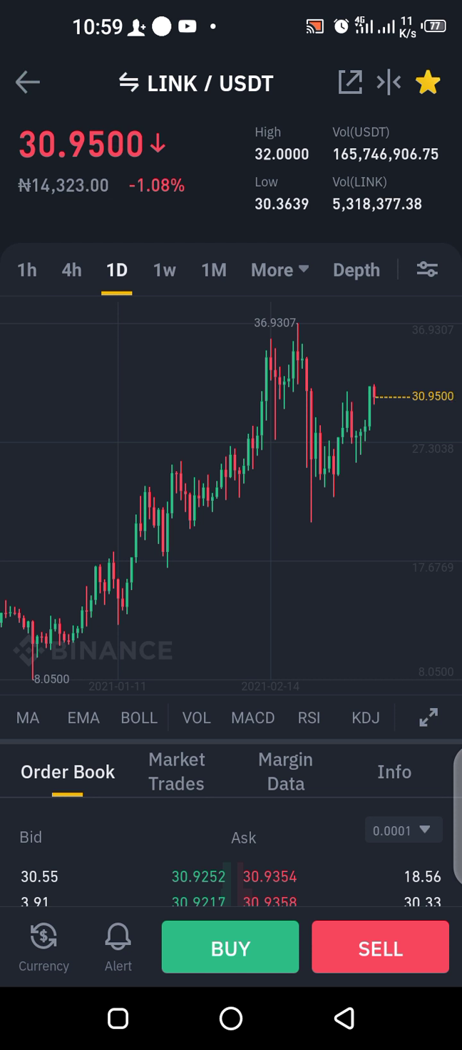Now guys, you now know how to use resistance and support levels. Again, I said when smart money traders want to enter the market, they target the demand zone, which is the support level. And when they want to exit the market, they target the resistance level, which is the supply zone. That's the point where they want to exit.